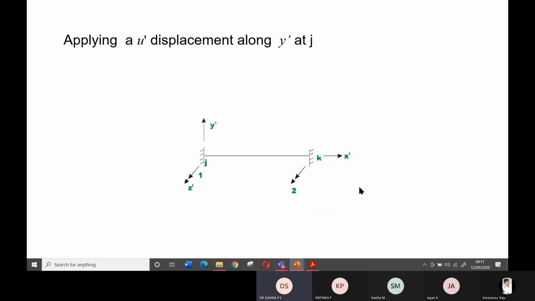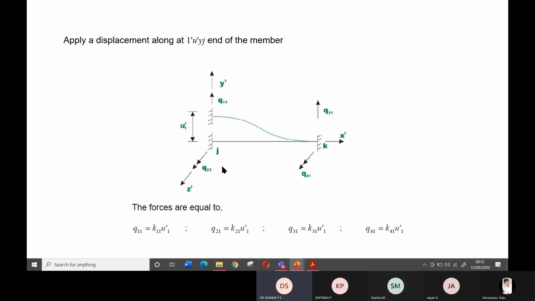So I can move to the next slide now. I am applying a u dash displacement. Previously I have given a unit displacement, that is 1 unit displacement. If I apply a u dash displacement, maybe 2 centimeter or 3 centimeter along this direction at joint j, what is happening at the other ends?